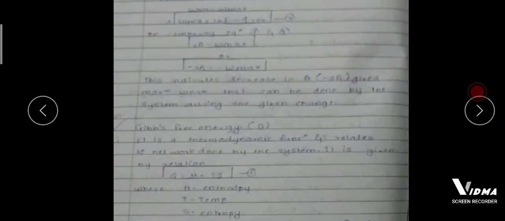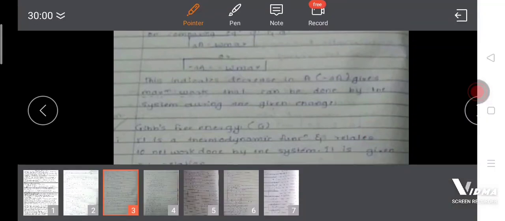In a similar way, we have seen the Gibbs free energy. It is nothing but a thermodynamic function and relates to the net work done by the system. This is the difference between the Helmholtz free energy and the Gibbs free energy. To study the work done during a reaction, we have to use the Gibbs free energy. The Helmholtz free energy is given by the equation A is equal to E minus TS, where there is the internal energy, and when we talk about the Gibbs free energy, there is the enthalpy.